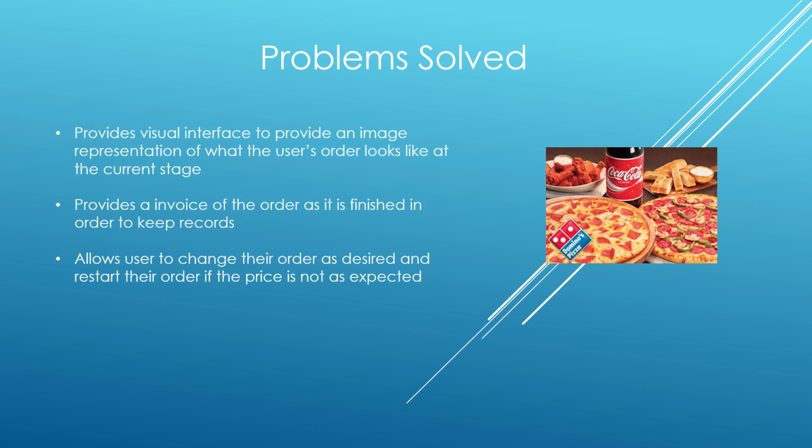Some of the problems that my application did solve was that it provides a visual interface and provides an image representation of what the user's order looks like at the current stage of the process. So as the user is creating their desired pizza, the graphic is updated and it provides clarity for the user and makes sure that they do not accidentally put something on their pizza they don't want and cause more trouble for both the employees and for the user and their family.